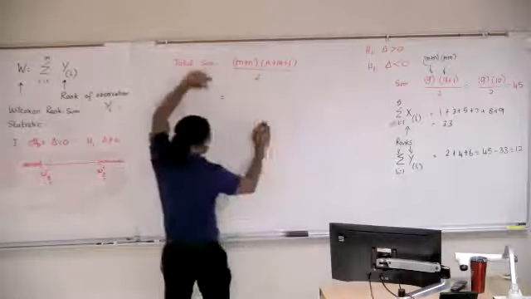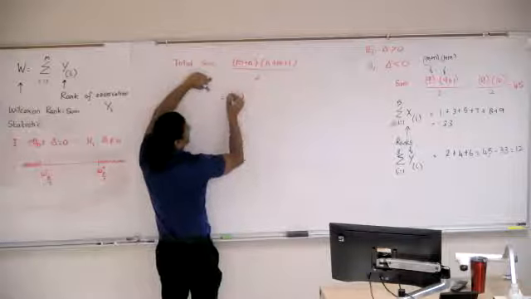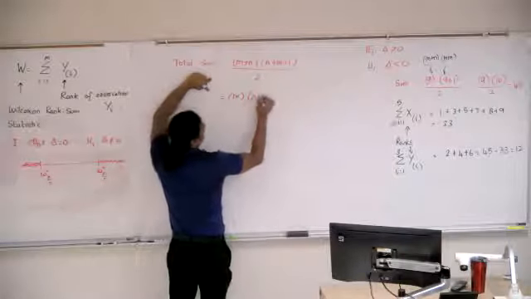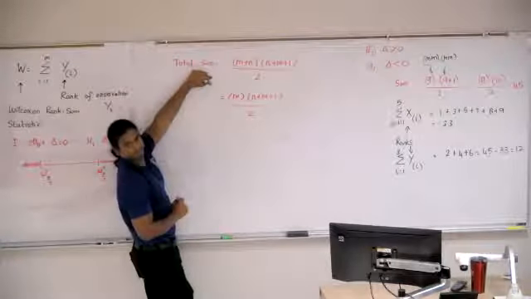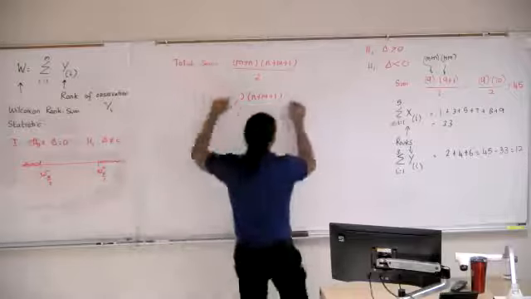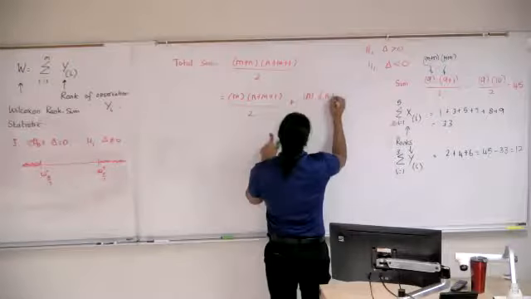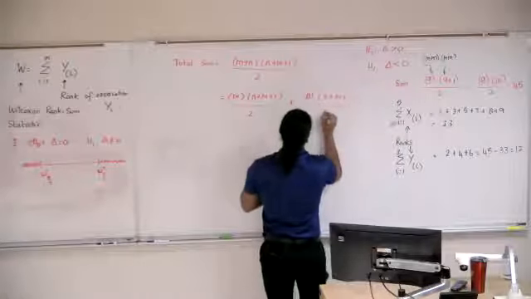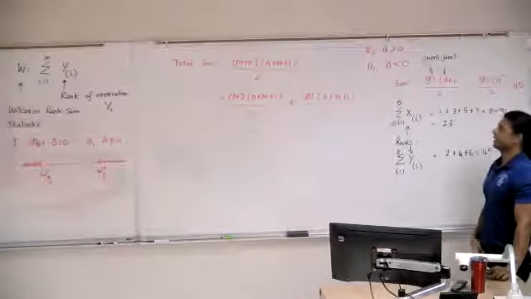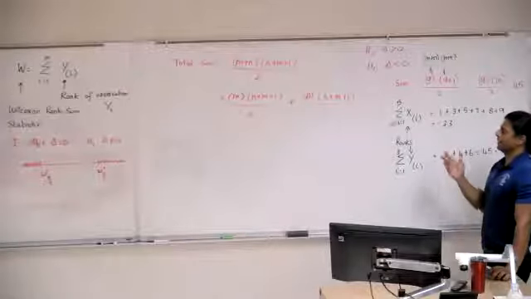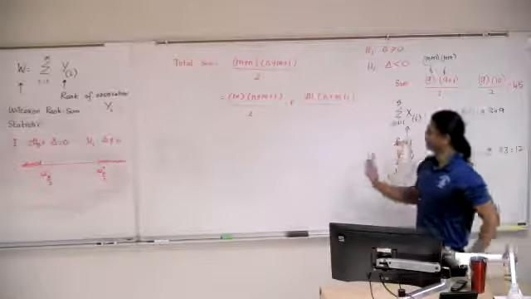I can partition this, I can distribute the m and n. I can write it as m multiplied by (n plus m plus 1) over 2, plus n multiplied by (n plus m plus 1) over 2. Good. So what do we have in common? n plus m plus 1.